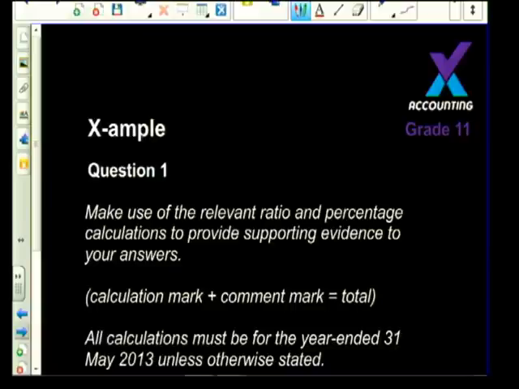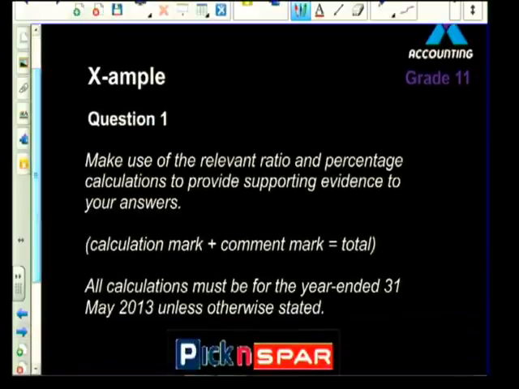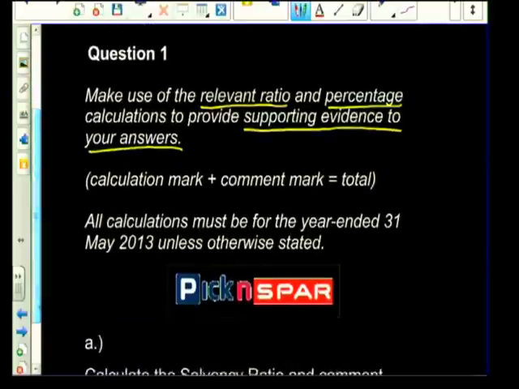So let's see what they're asking us. The first question says, make use of the relevant ratio and percentage calculations to provide supporting evidence to your answers. So we're going to calculate whichever ratio is relevant, and we're going to provide evidence to support what our answers are. And it's shown us here that the calculation mark plus the comment mark equals the total.